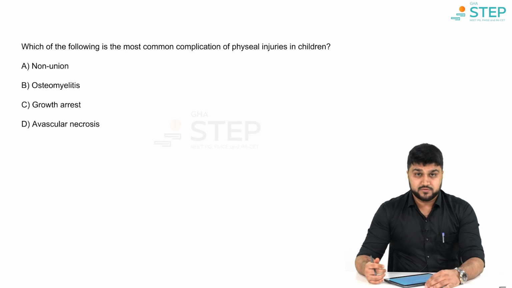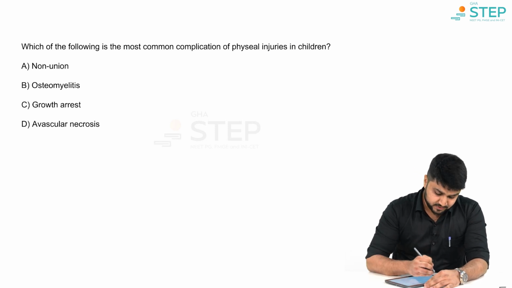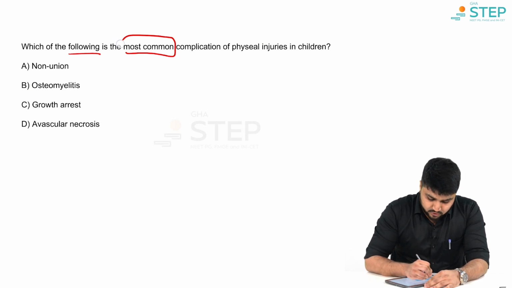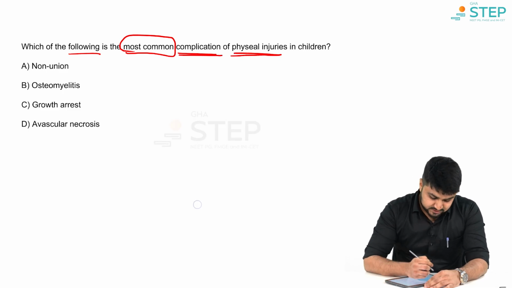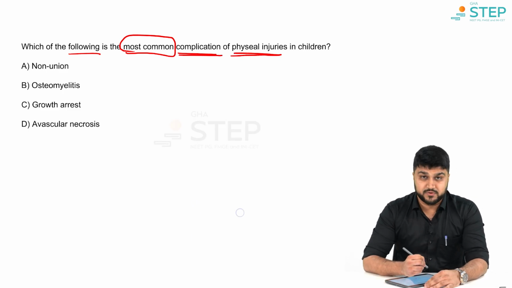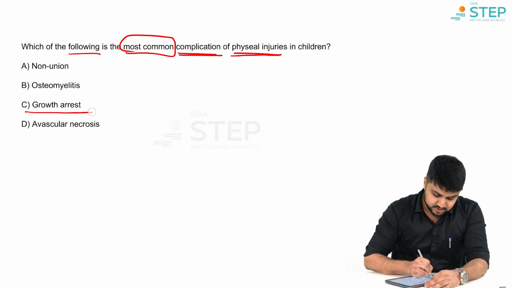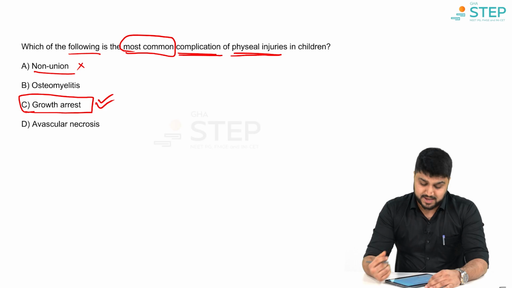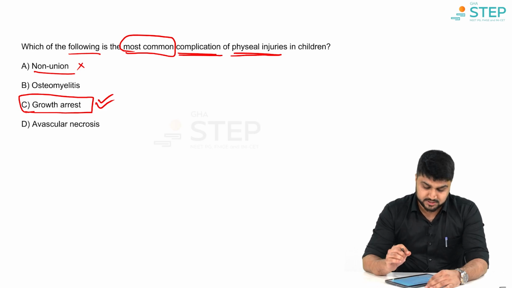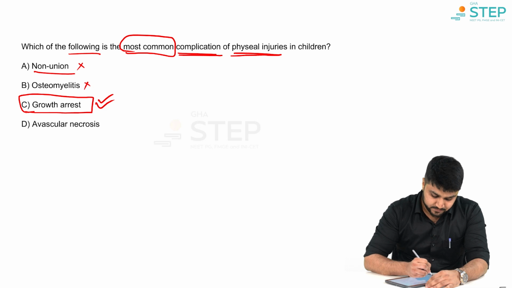Let us go over a few questions that have been asked previously. Which of the following is the most common complication of physeal injuries? Physeal injuries, as we know, involve the growing area of the bone. So, basically growth arrest should be your most likely option here. Non-union in children is a pretty rare complication. Osteomyelitis can occur, however, it is not particularly relevant to physeal injuries and can occur in any fractures in children.